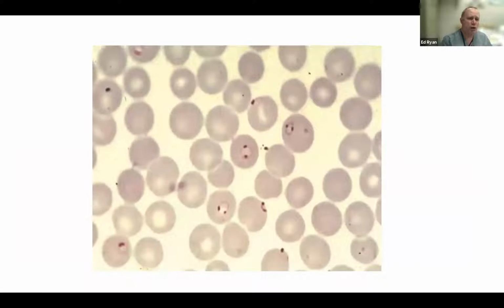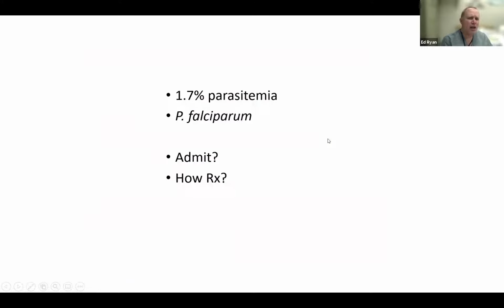And here's his peripheral smear, and you see classic falciparum malaria in the individual with the ring forms and the headphone-type forms, et cetera. The lab tells you he has a parasitemia of 1.7%, and it's Plasmodium falciparum. So do you admit or not admit? In the United States, admit falciparum malaria. I'll just make it simple, right? Because you don't want this person to go south on you quickly. You want to gain control.